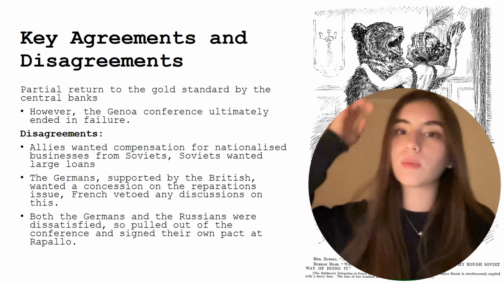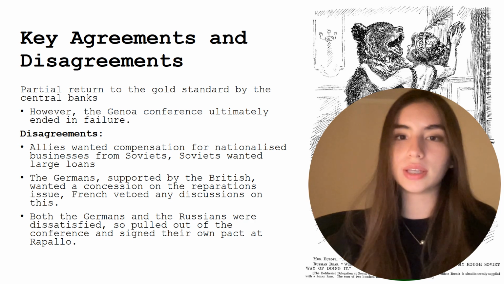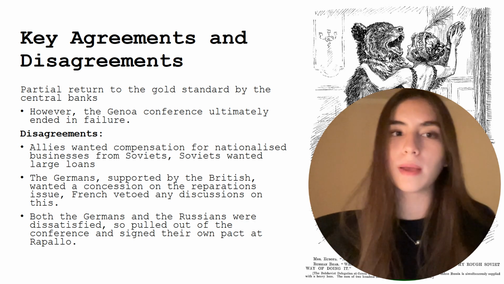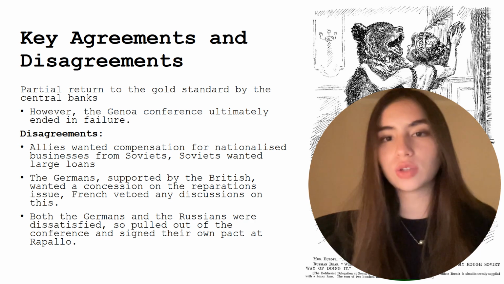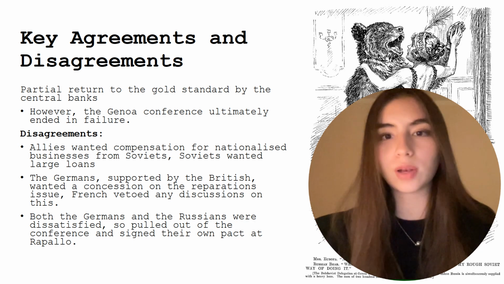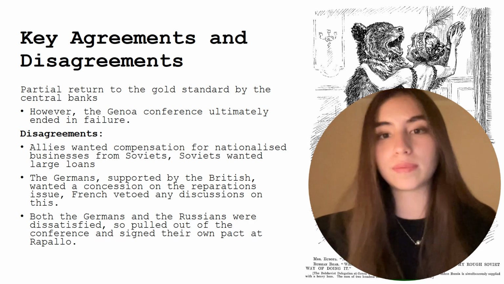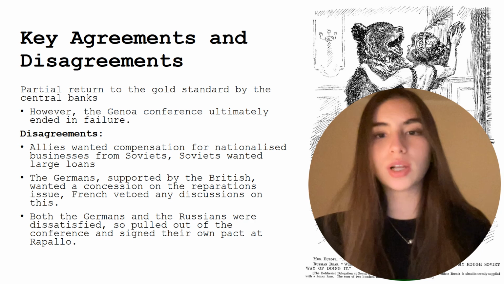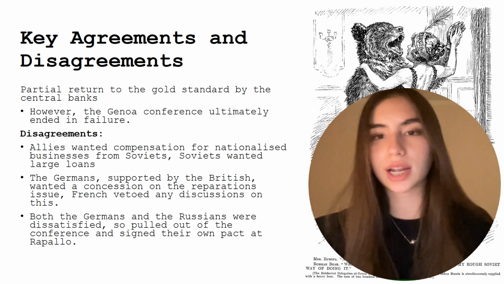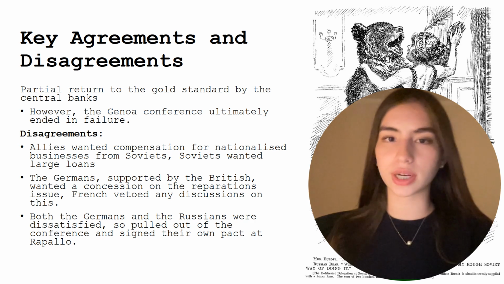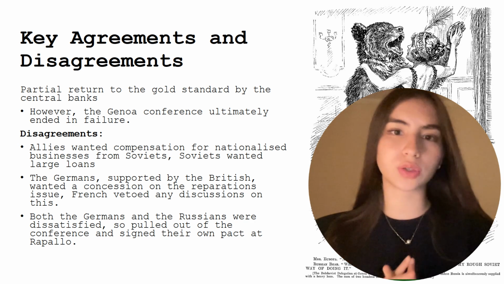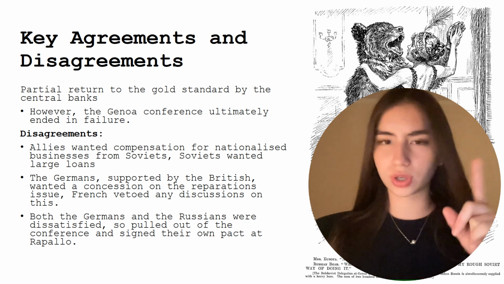So with the Communist Revolution of 1917, the one that took Russia out of the war, businesses were nationalized. That means that the Bolsheviks took control of many factories and businesses that belonged to foreigners, for example, Allied businesses. And the Allies wanted compensation for these businesses that had just been taken from them by the Bolsheviks. And the Soviets didn't want to give this. Instead, they wanted large loans and technology from the Allies, which the Allies weren't willing to give. So there we have one clash of interest.